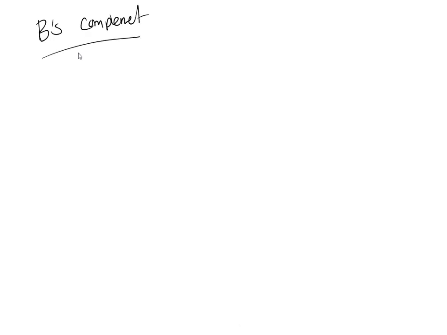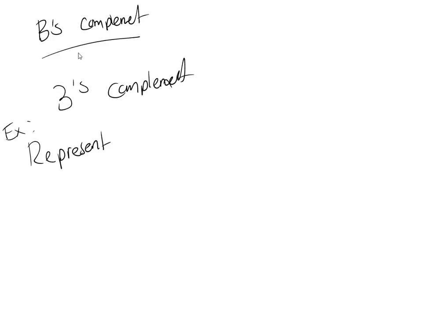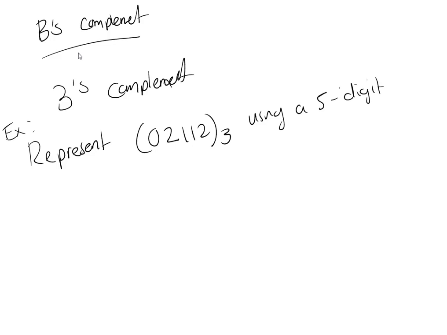Instead of 2's complement, we now have an arbitrary base-b complement. For example, what is 3's complement? Let's say we're going to represent an example: represent 02112 in base 3 using a 5-digit representation. So we want to represent the b's complement of this number.